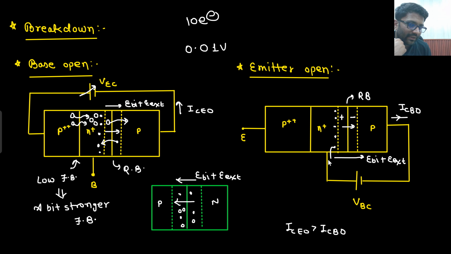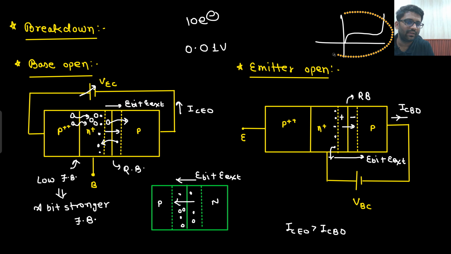Whatever this extra charge came into action, everything would be flowing through the base, and this ICBO current would flow, although at the breakdown more current would flow. So here this scenario did not take place. Are you able to understand this point?